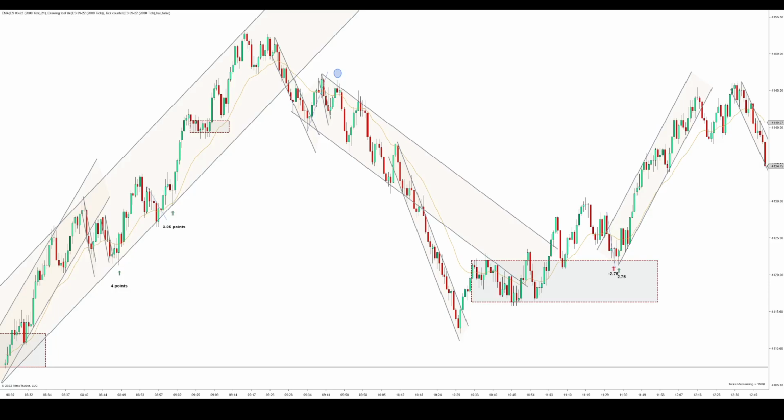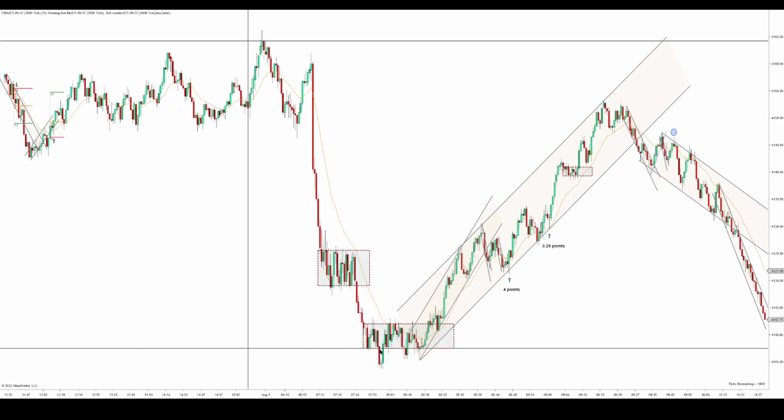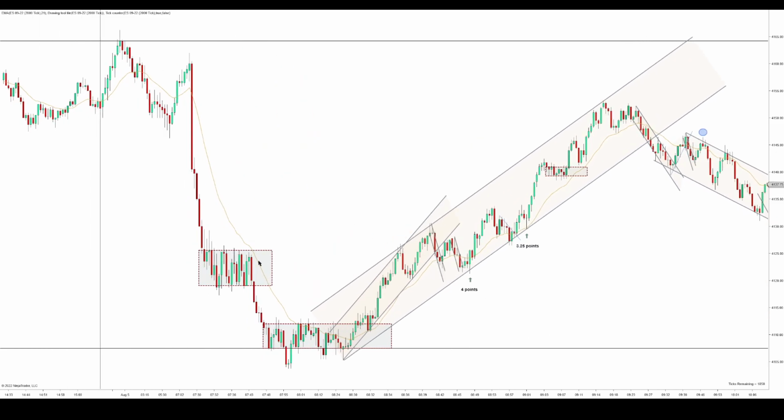Hi, I'm trading the ES on a 2000 tick chart with the 21 EMA. So I started off, I drew my overnight highs here, overnight lows here. Clearly, this is just the daily range. I started trading while we were in this range down here.